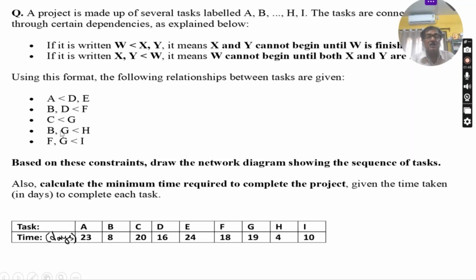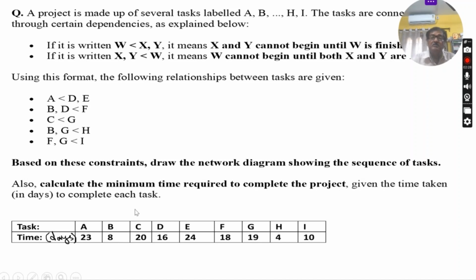The duration of task and activity is the same, no difference. For each task, the time duration is given in this problem. For task A, 23 days are required to complete this task. Task means, for building construction, to complete the roof, the pillar, the foundation, all these are tasks like that. For a research project, literature review, survey, all these are tasks like that.